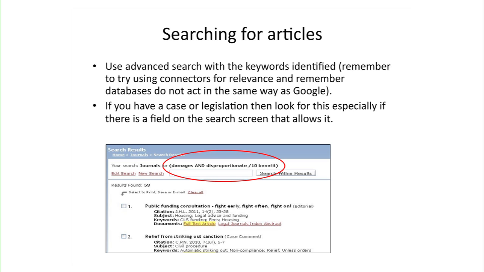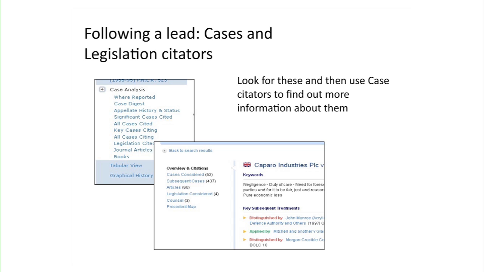Again, if you have a case or legislation, then use the advanced search and the article indexes. They often have a field for you to put the case name in, and that is a good way of searching. It is also important when you're building on your research to use case and legislation citators where possible. So if you do have a case already mentioned or you come across a case, then use the case citators to find out more information about them. If you're unsure how to use case citators or not sure whether you have access to them, then ask your tutor or a librarian and they'll be able to tell you.